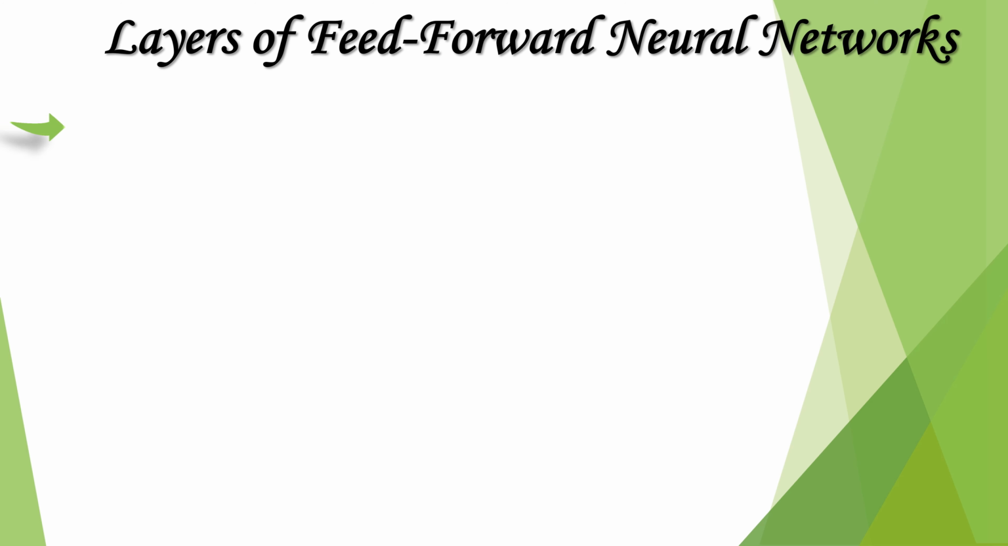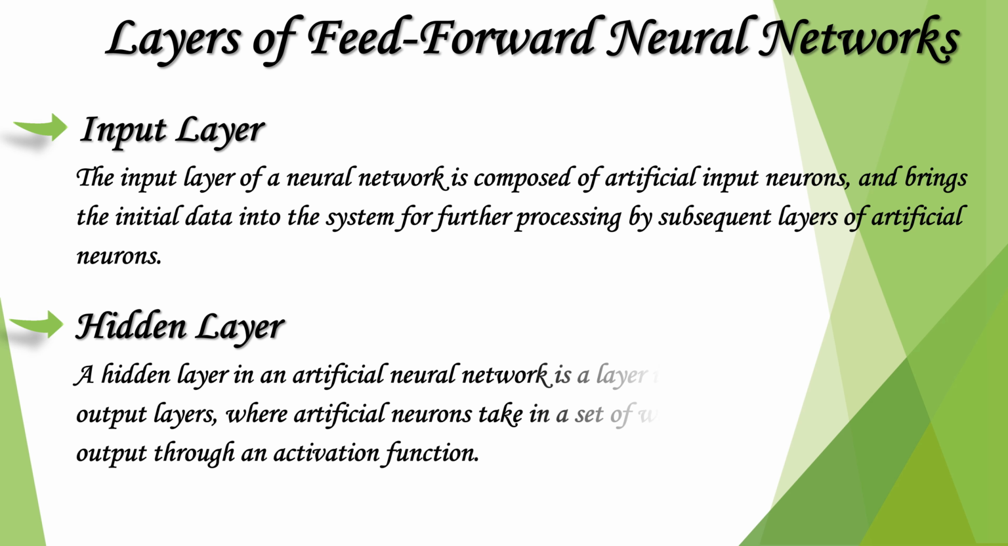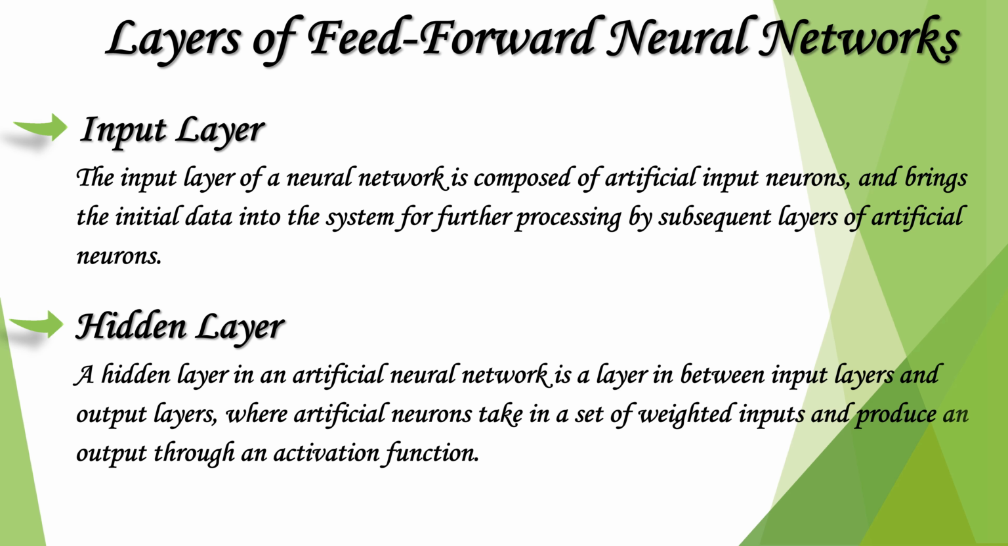Layers of feed-forward neural networks. Input layer. The input layer of a neural network is composed of artificial input neurons, and brings the initial data into the system for further processing by subsequent layers of artificial neurons. Hidden layer. A hidden layer in an artificial neural network is a layer in between input layers and output layers, where artificial neurons take in a set of weighted inputs and produce an output through an activation function.